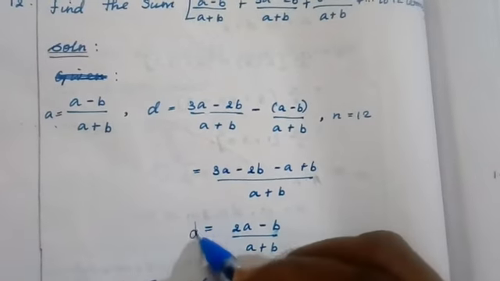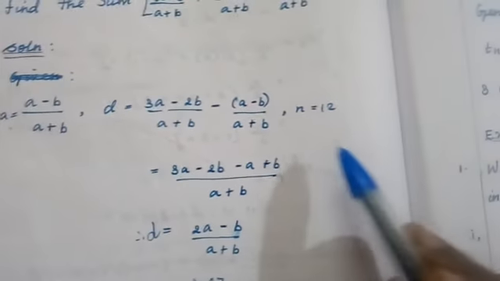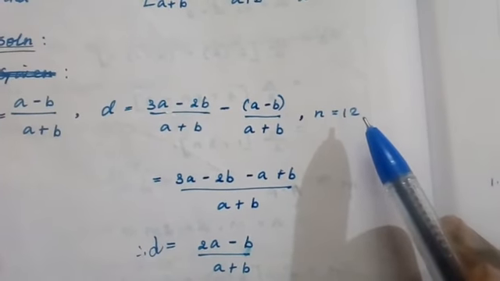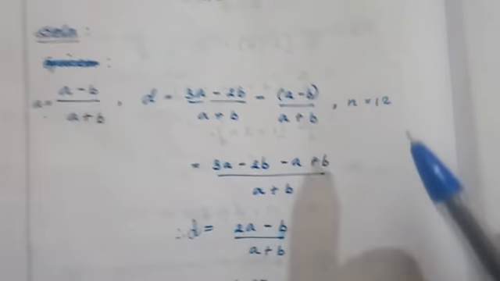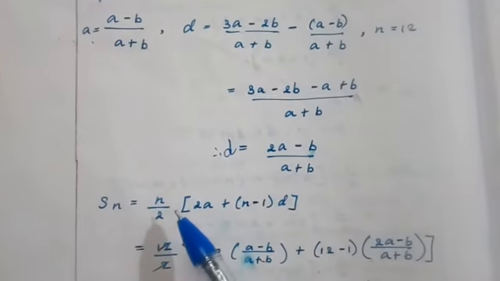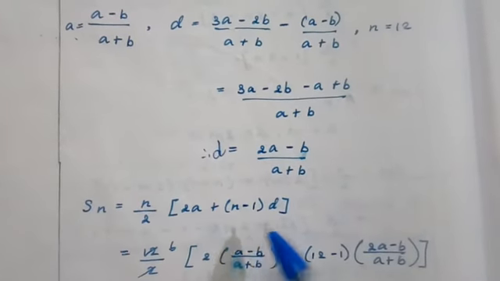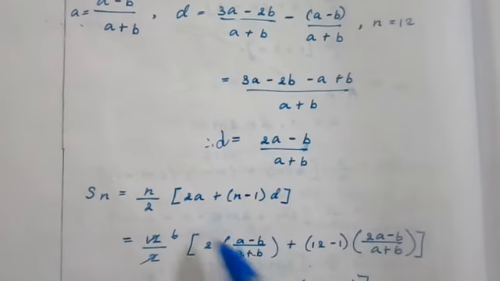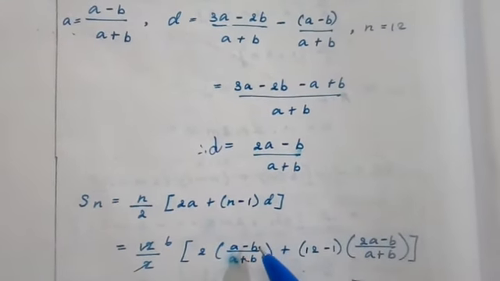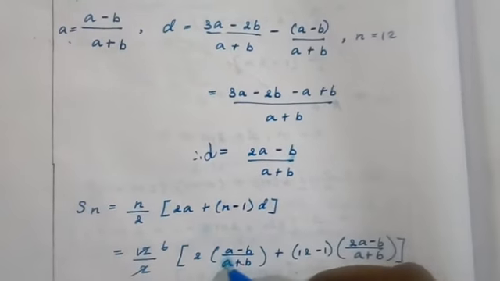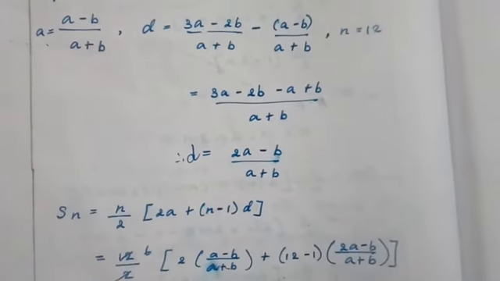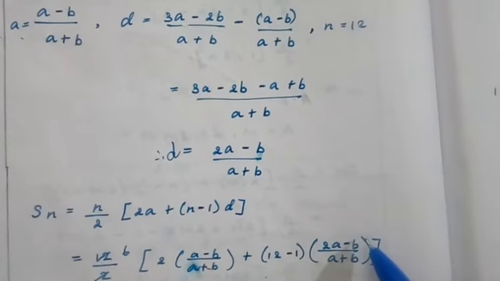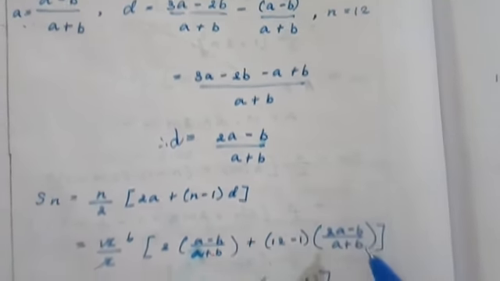Therefore d equals 2a minus b by a plus b, and n equals 12. How do you identify n equals 12? In the question itself 12 terms are given. So now write the formula Sn equals n by 2 into 2a plus n minus 1 into d. The n value is 12. So 12 by 2 into 2 into a value, a minus b by a plus b, plus 12 minus 1 into d. The d value we found is 2a minus b by a plus b.